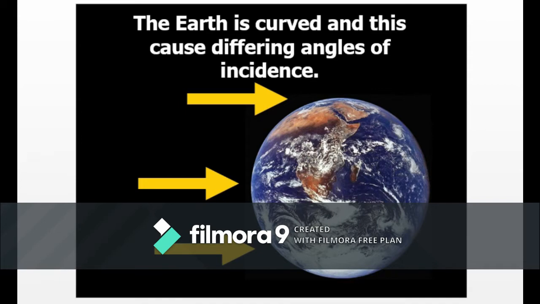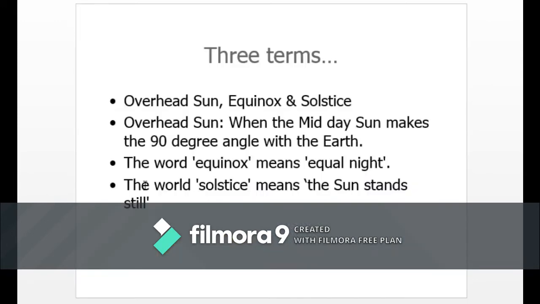Okay, so for getting an idea about how the seasons are formed, we need to understand three terms. We need to know what is overhead sun, what are equinoxes, and what are solstices. So let's discuss one by one.